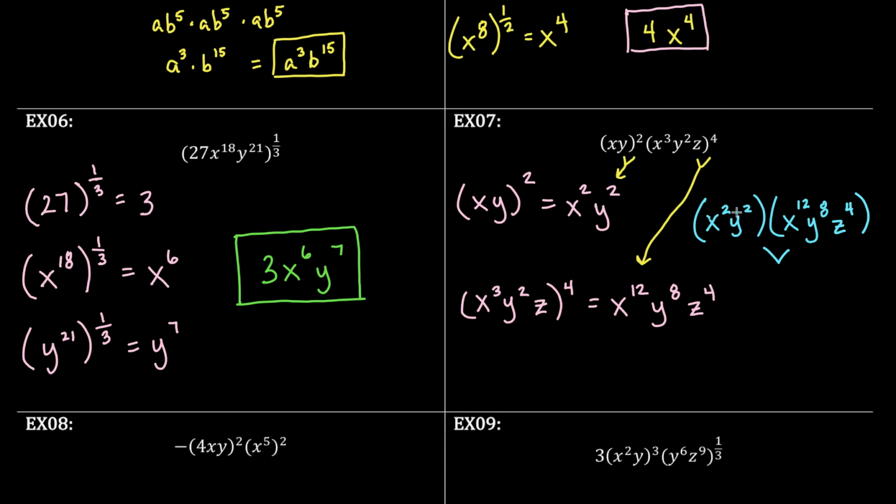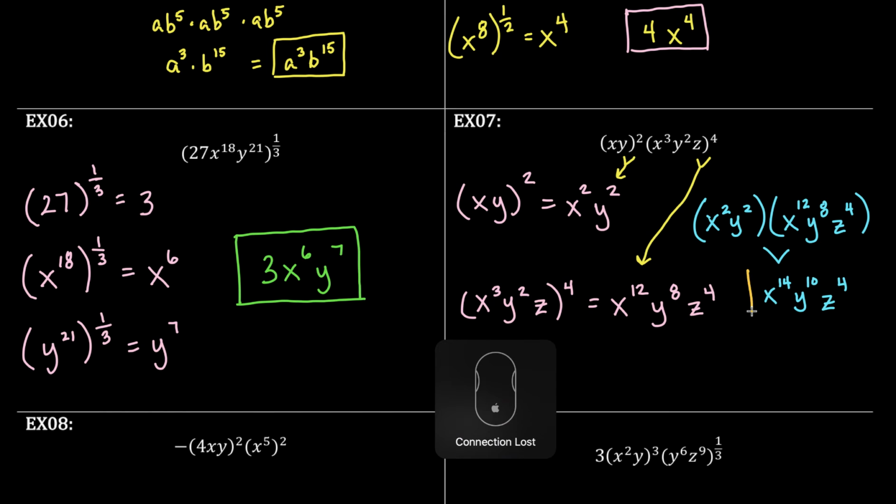And that should be easy. X to the second times x to the 12th is x to the 14th. And then y to the second times y to the 8th is y to the 10th, because y times y times y, you know, plus a couple more y's. And then there's no z's here, but there's 4 here. So when we multiply, there's still 4.